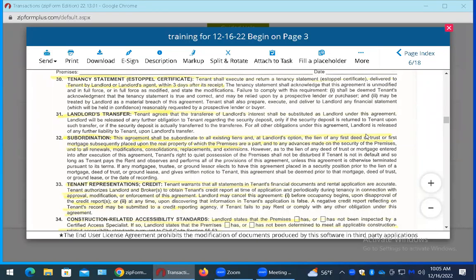Yeah, this will be the final pages of the commercial lease agreement and some additional information.